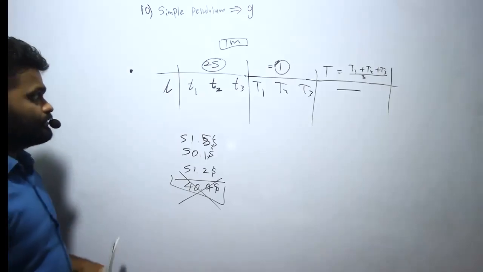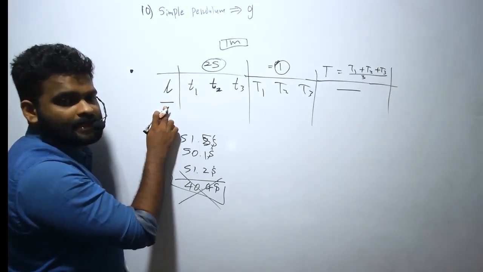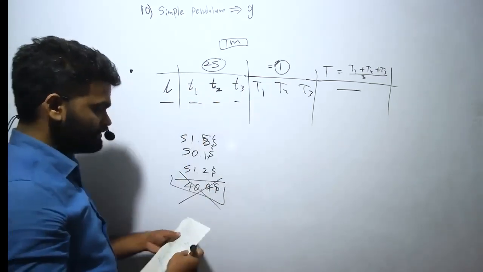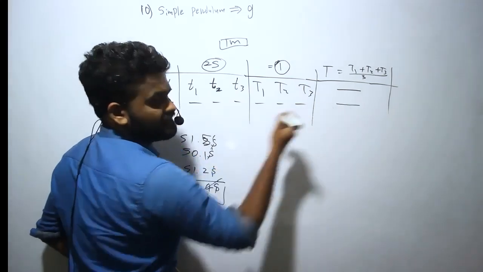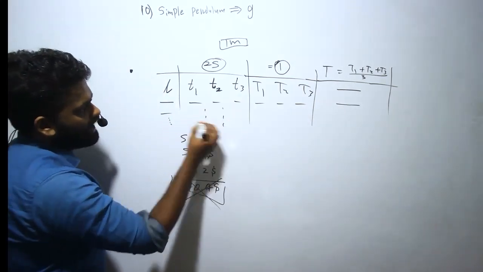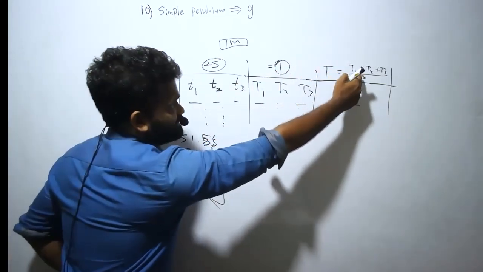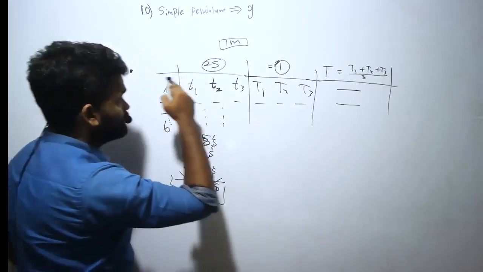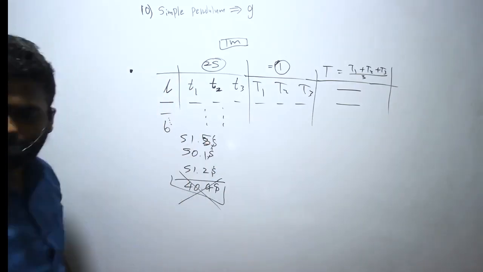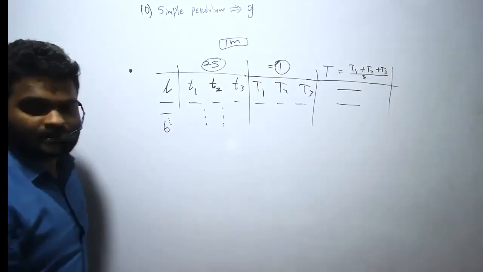Then next one, what do you do? You increase the length, let's say to 1.2 meters now. Then you do the same thing, right? You do the same, get this, then take the average. Likewise, you have to get about 6 L values, 6 time period values for 6 L values in order to draw the graph, right? So these are what they ask in the exam, right?